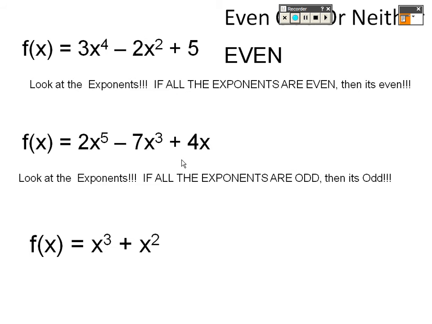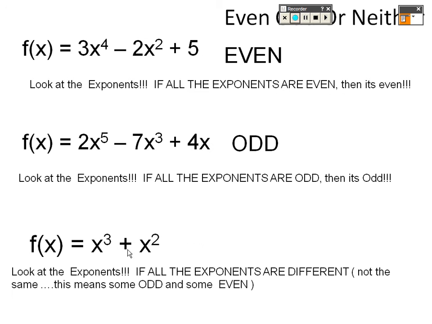If all the exponents are odd, it's going to be odd. So without you even plugging in negatives, you can figure that out. And if they're different, right, all the exponents are not even and all the exponents are not odd, meaning that's going to be neither.